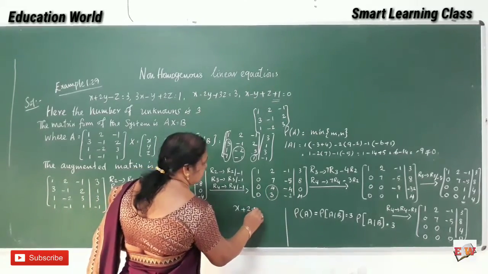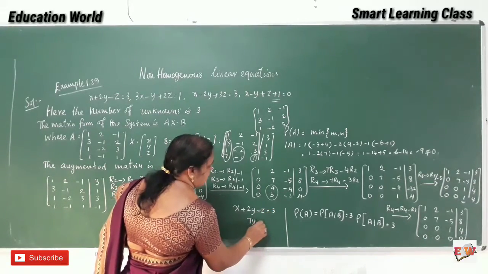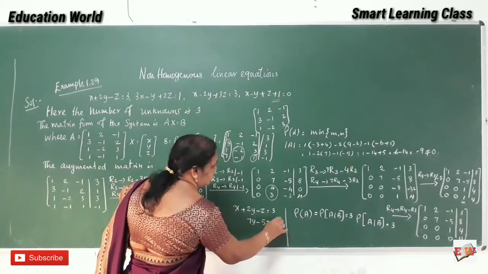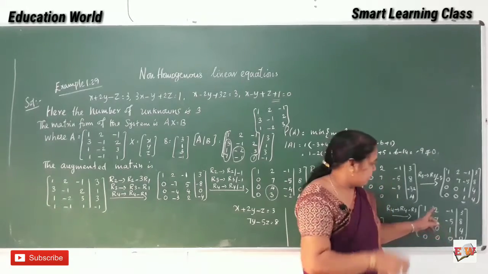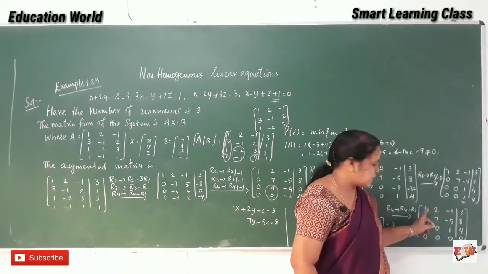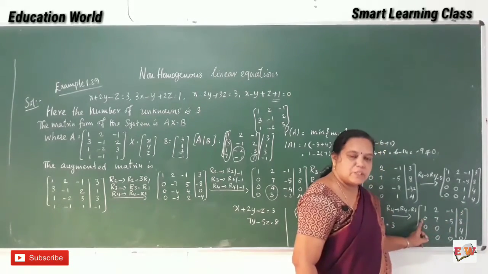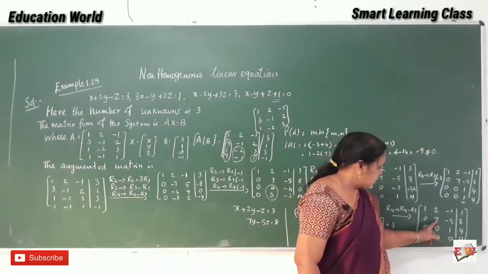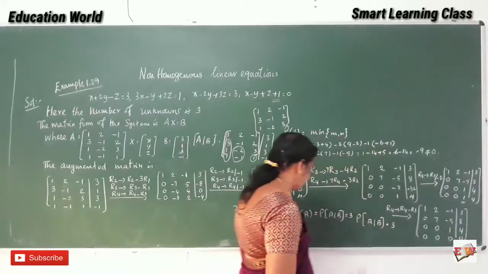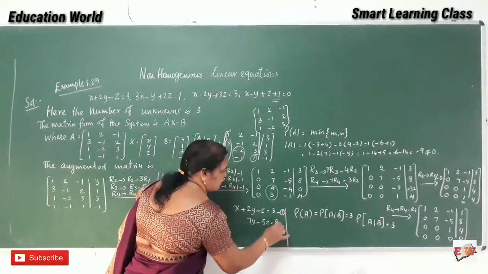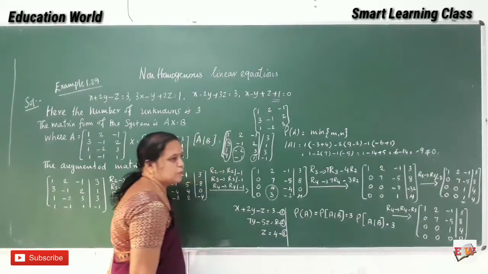x plus 2y minus z equal to 3, 7y minus 5z equal to 8. See here, this is the coefficient matrix. So x plus 2y minus z equal to 3. Here x is not there, it is 0, so 7y minus 5z is equal to 8, and z equal to 4.